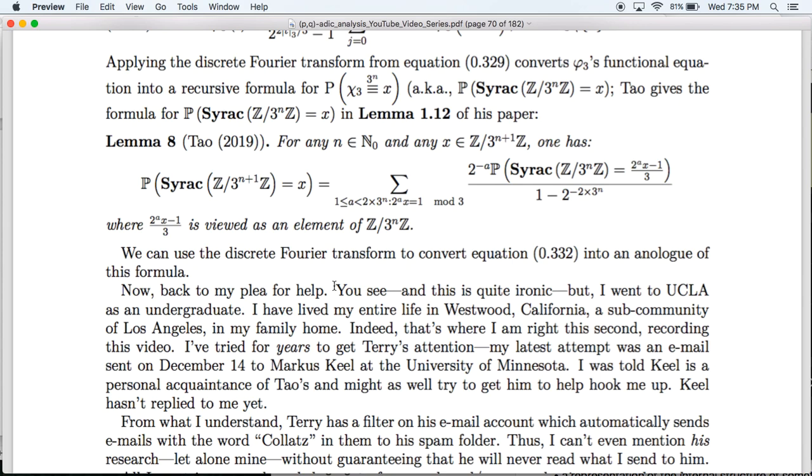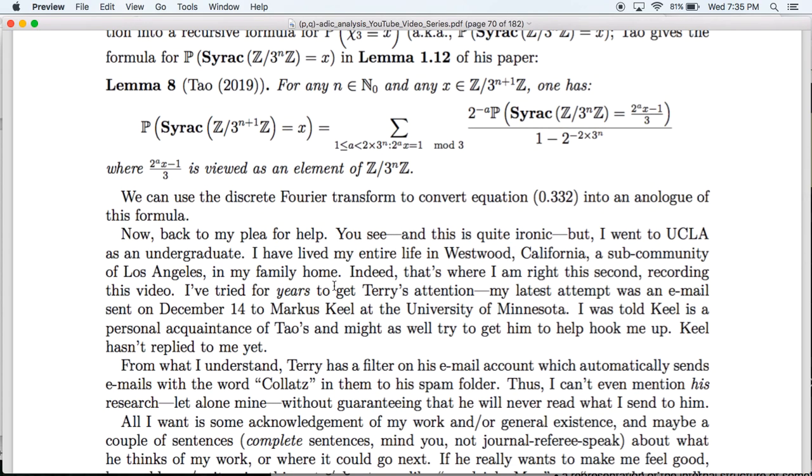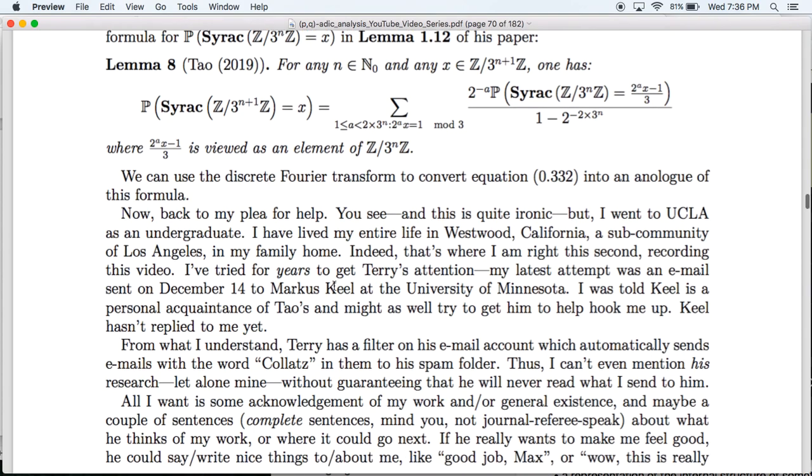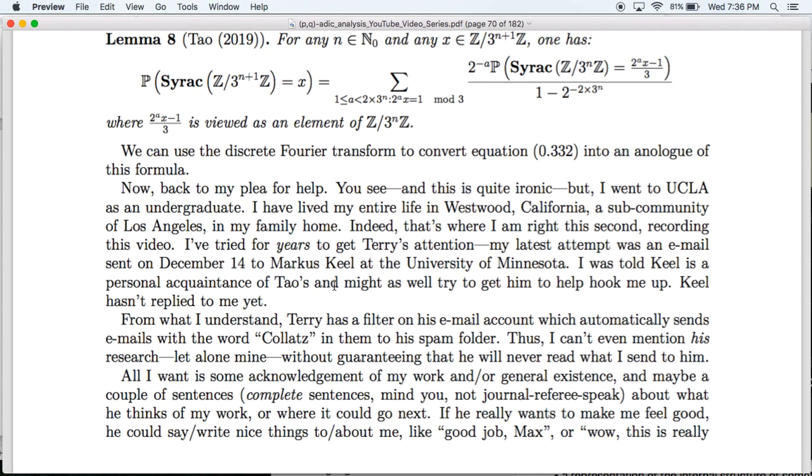Keel has yet to reply to me, nor has the guy at Georgia Tech that I emailed. So yes, people don't reply to me, and it's awful. From what I understand, Terry has a filter on his email account, which automatically takes any email that he gets with the word Collatz in it and puts it into his spam folder. As a result, I can't mention my research. I can't even mention his research without guaranteeing that my message will go straight to the spam folder and he'll never see it. So, yes, this is very tragic, very ironic, and it's incredibly frustrating.